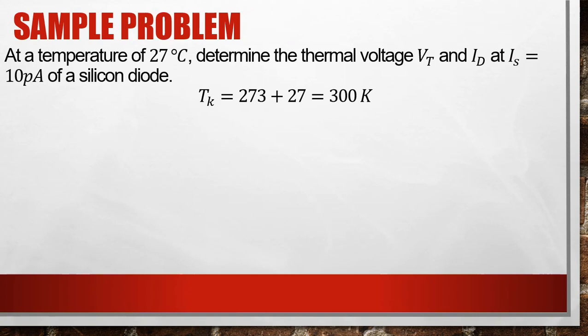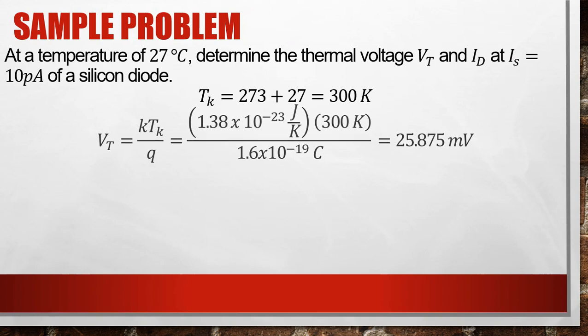Next, transfer it to the equation of thermal voltage, where K is equal to 1.38 times 10 raised to negative 23 joules per Kelvin, and Q is equal to 1.6 times 10 raised to negative 19 coulomb. So we will get an answer of 25.875 millivolts.